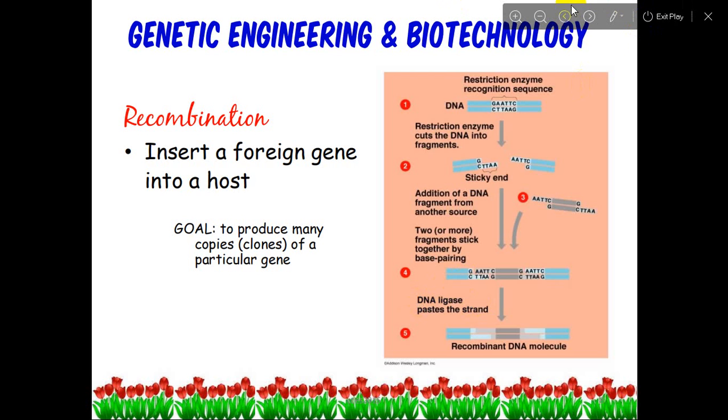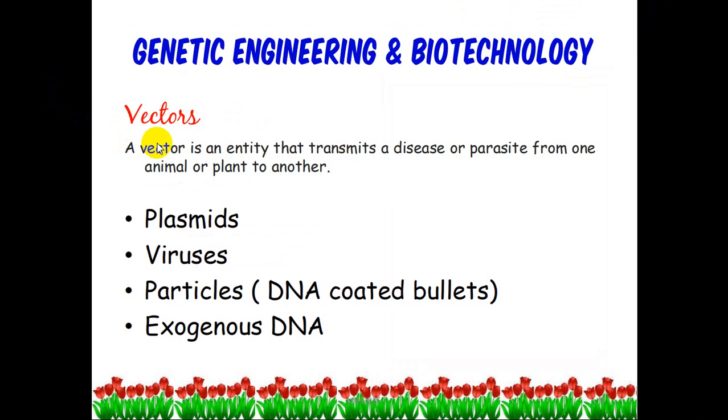In the next step, here are the vectors. A vector is an entity that transmits a disease or parasite from one animal or plant to another. It is actually a part of a DNA, and we can also use animals, viruses and different particles and DNAs as well, that transmit the disease or parasite from one animal or plant to another. If you remember, we have already studied vectors in previous lectures, that a vector is a part of a DNA usually present in bacteria, which are called bacterial vectors. But vectors can be present in different organisms as well.